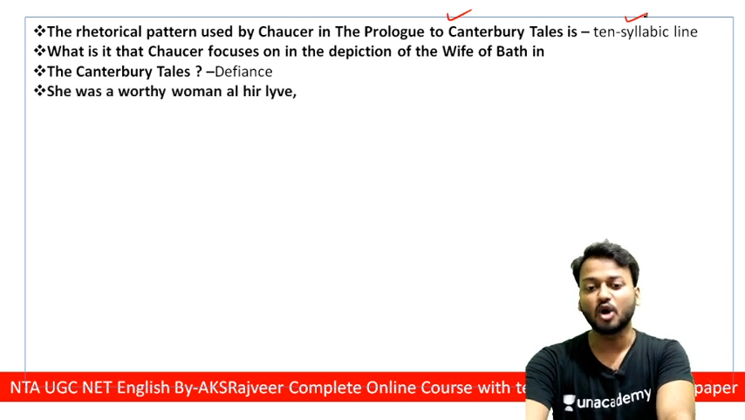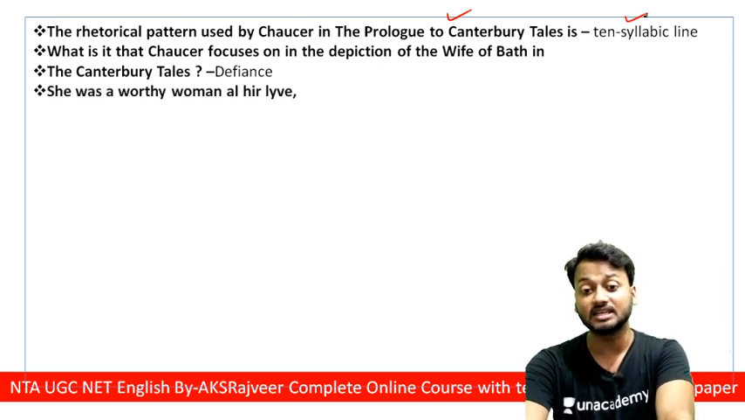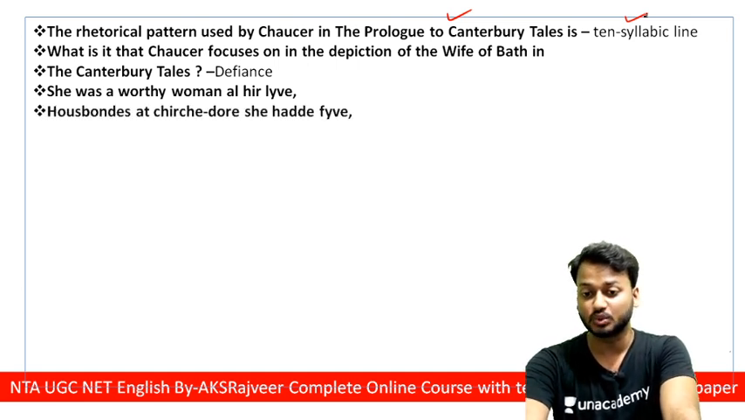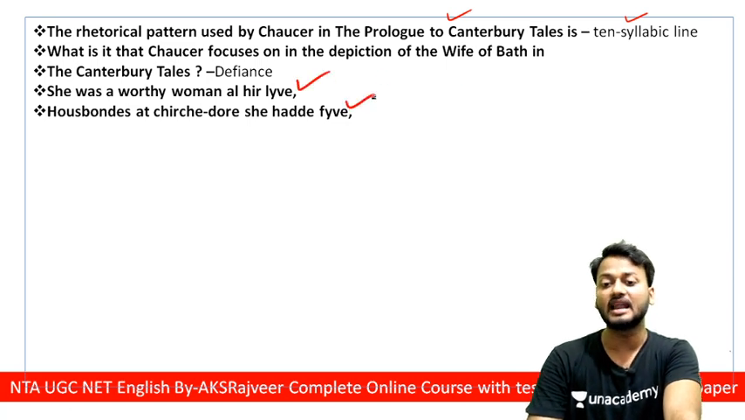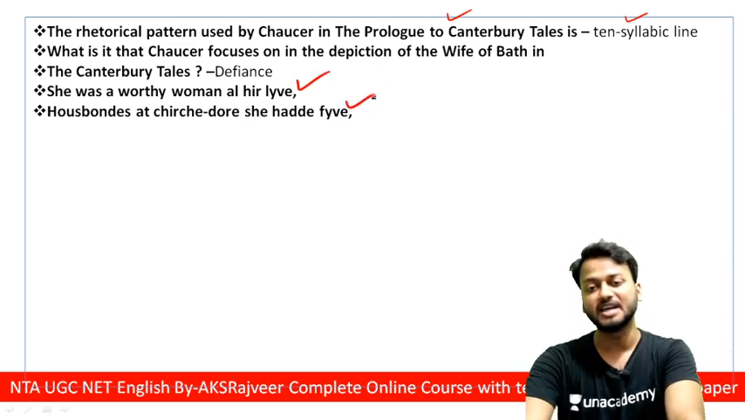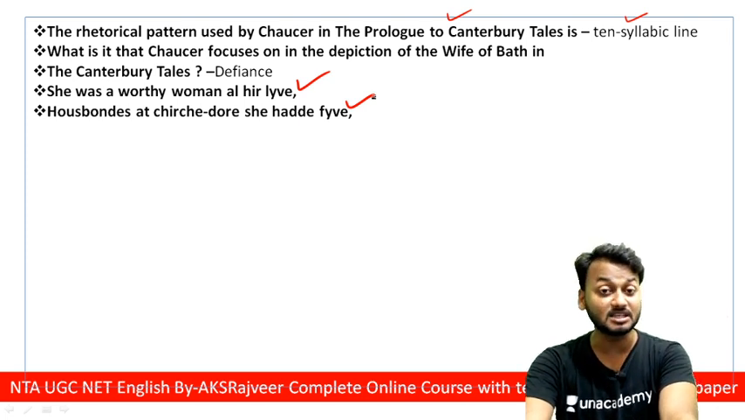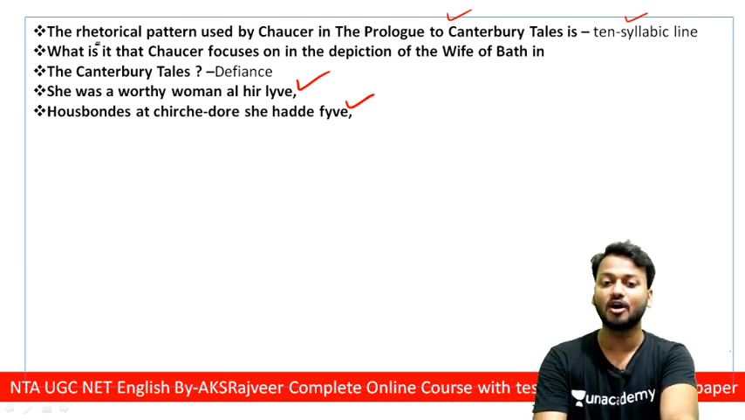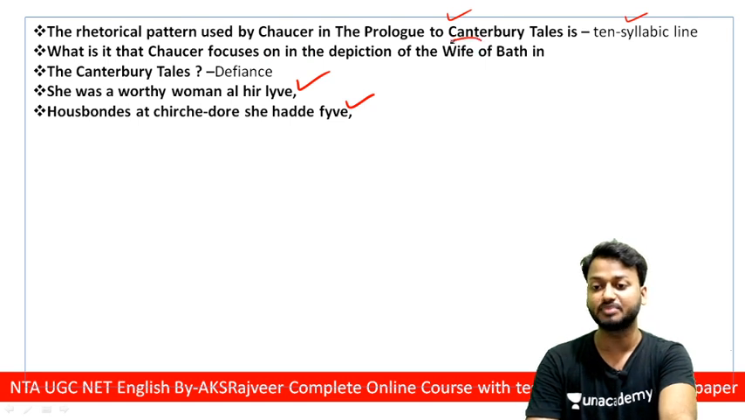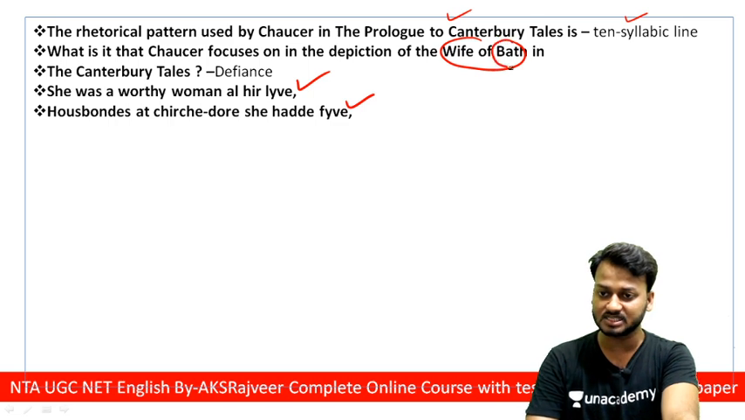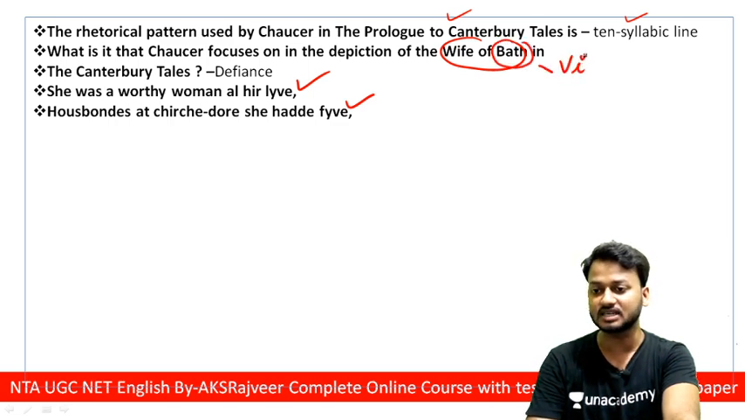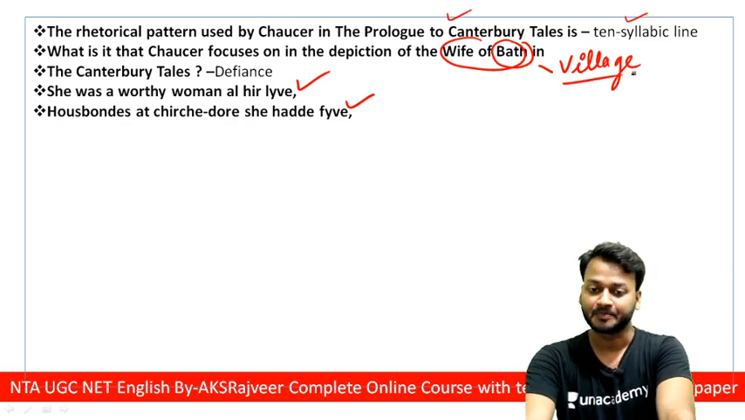See the next point. She was a worthy woman all her life, husbands at church door she had five. Learners, you can see these are lines from the Canterbury Tales by Geoffrey Chaucer, depicting the qualities of the Wife of Bath, whom I was discussing previously. Learners must remember this Bath. Bath is a village, you can say.